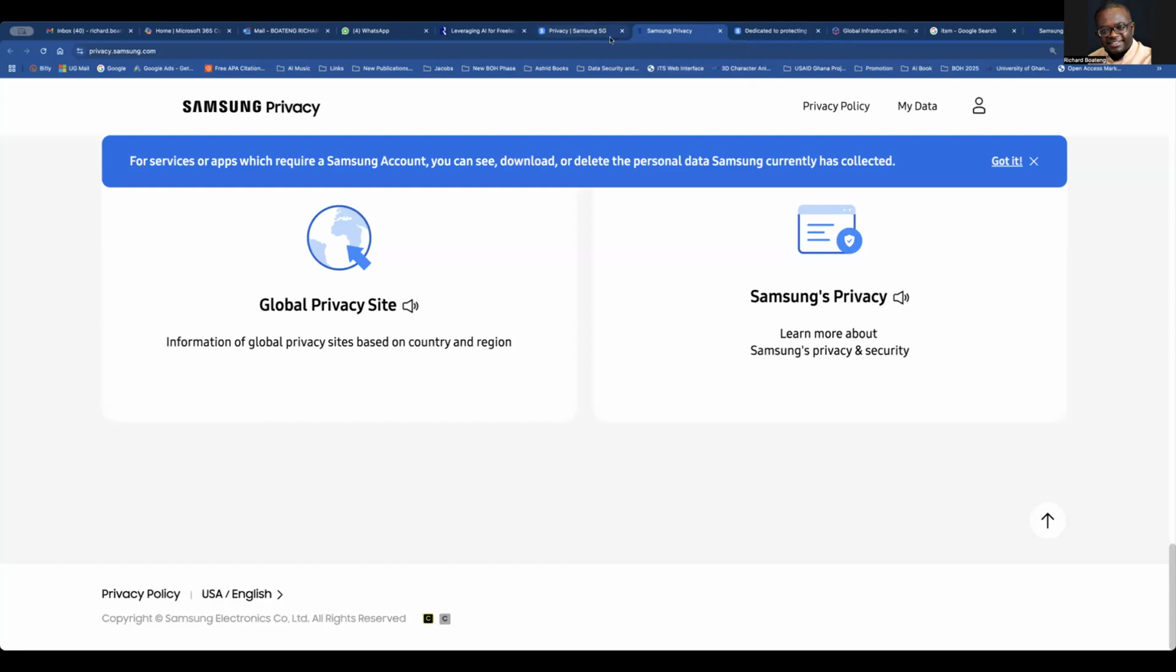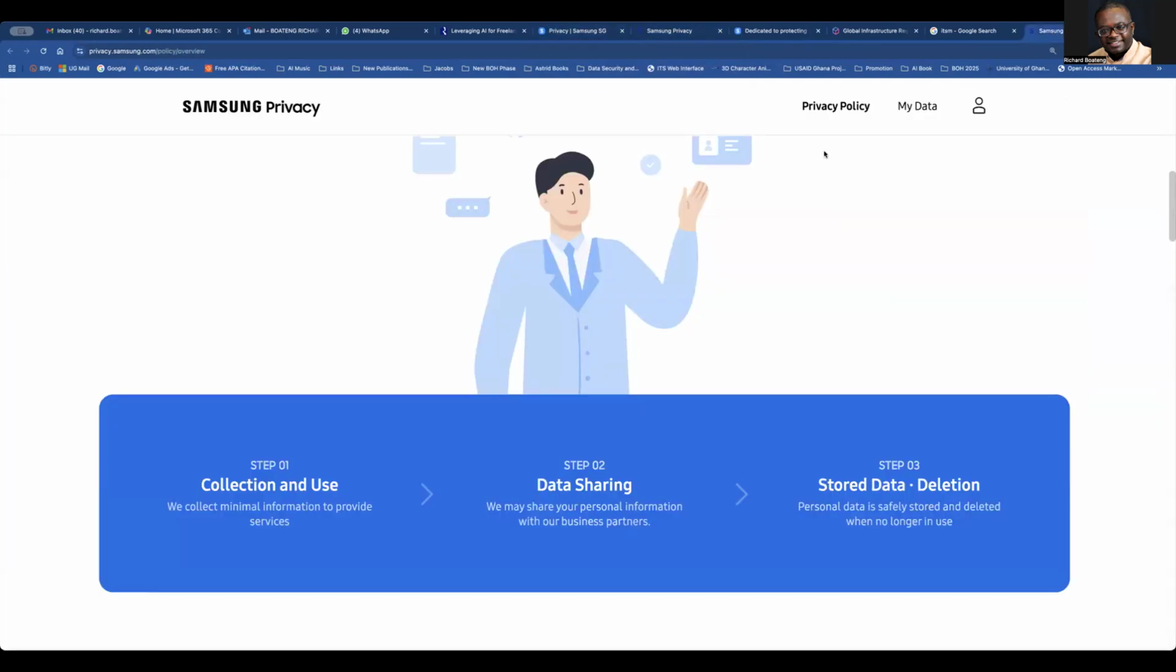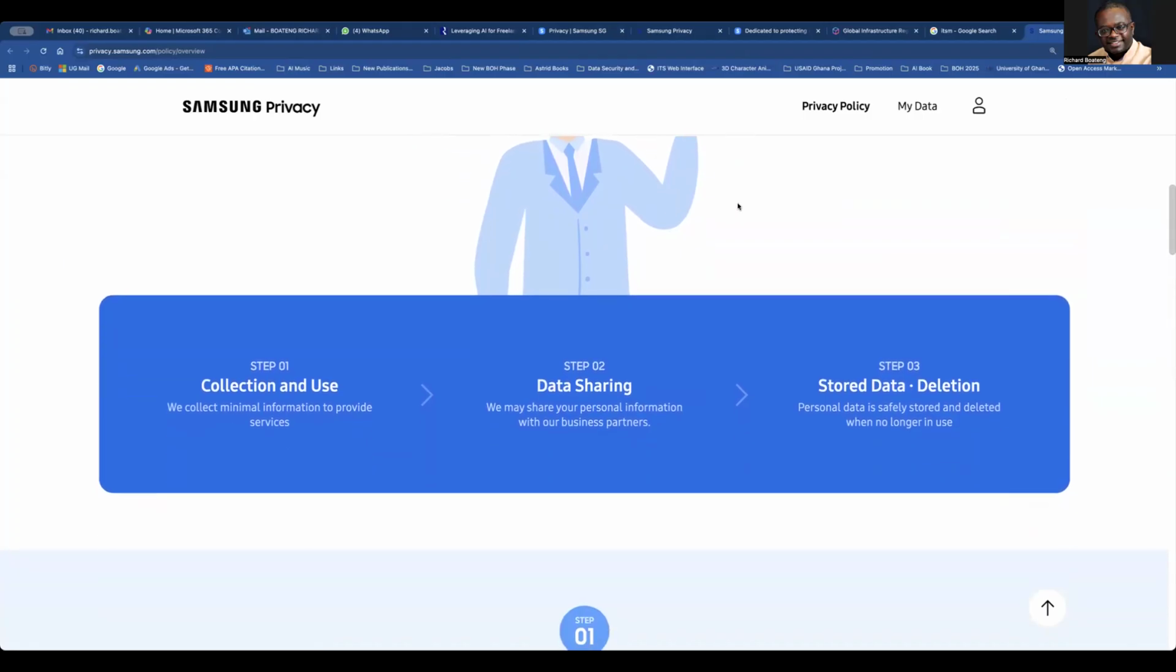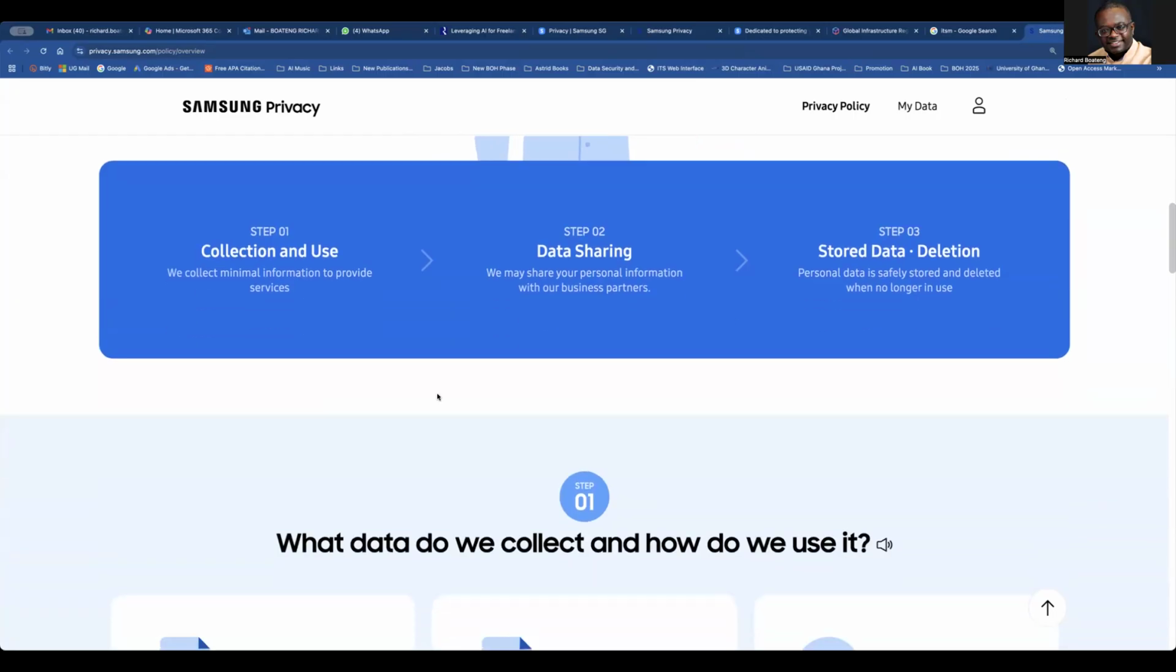Okay, let's look at some privacy policies and some of the things that they talk about. Remember, we mentioned that for a privacy policy, you have to define what you are going to collect and use. So look at this collection: we collect minimal information to provide services. This is just an overview. Then data sharing: we may share your personal information with our partners.